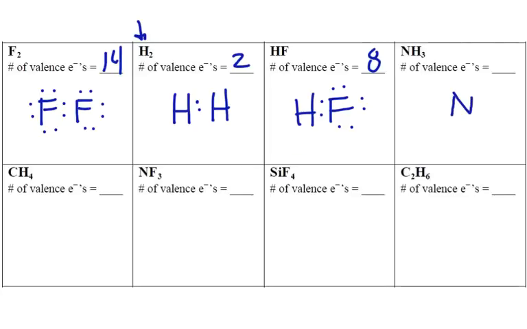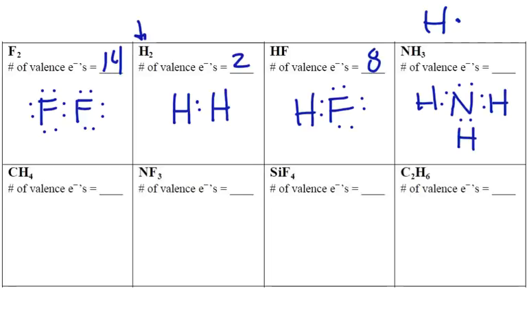NH3. Now, hydrogens always have to be on the outside. Always, always, always. Because if you want to make more than one bond, if you want to be on the inside, you need to have more than one electron. And since hydrogen only has 1 electron, it always has to be on the outside of the molecule. So nitrogen in the middle, hydrogens around the outside.